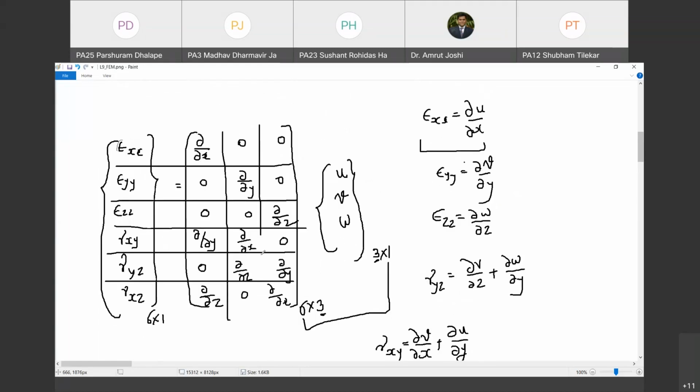So you can see that this matrix is a matrix of differential operators. This matrix is not a matrix of numbers. This is a matrix of operators. Do you agree with me? And all those operators are first order linear differential operators. Do you agree with me? Type your response in chat box.